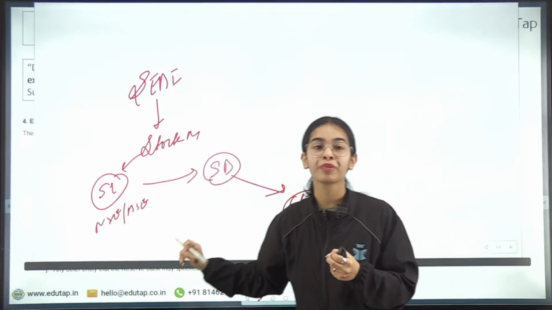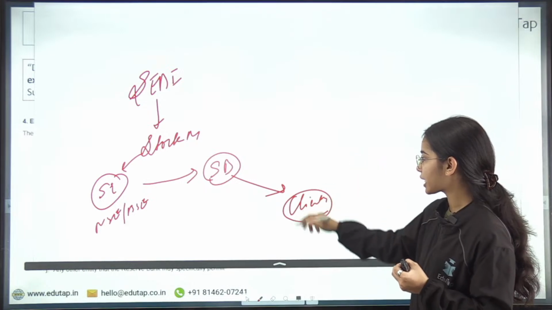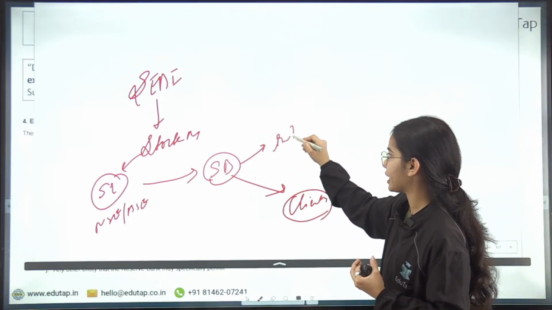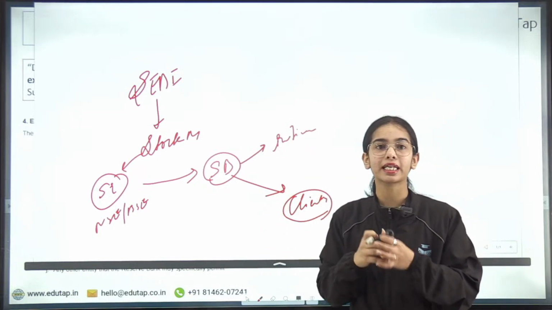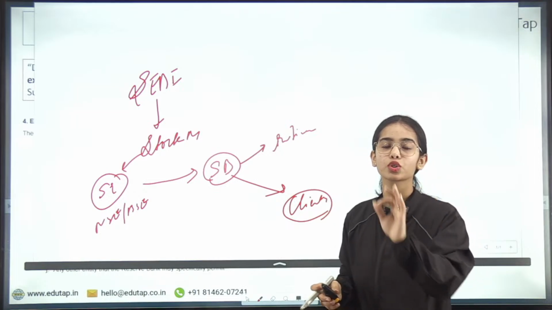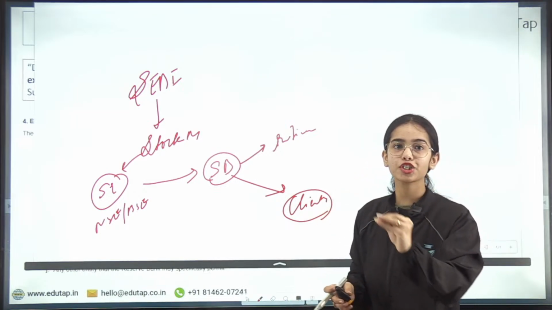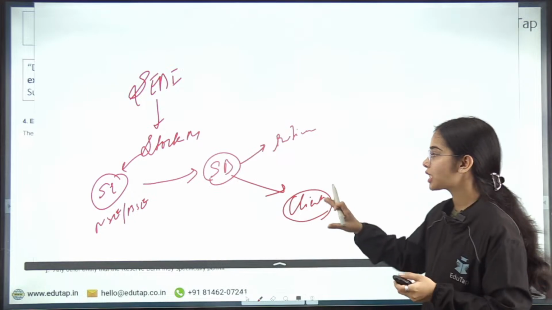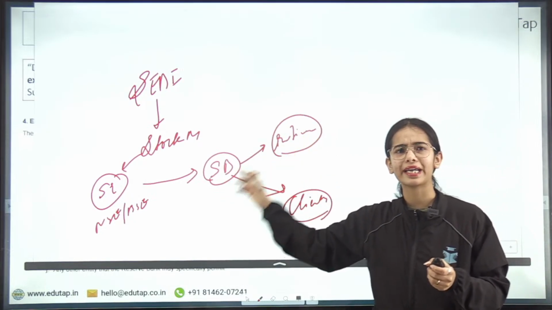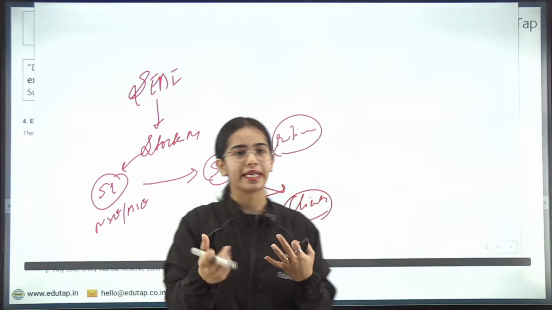NSE and BSE. Now the clients are purchasing through the stockbroker, they are initiating the trade, right? You are initiating the trade saying that I want 100 shares of Reliance Industries, I want 50 shares of ICICI Bank, I want 10 shares of HDFC Bank. So the client is initiating the trade through the stockbroker, Zerodha, Groww, IND Money, whatever stockbroker you are connected with.